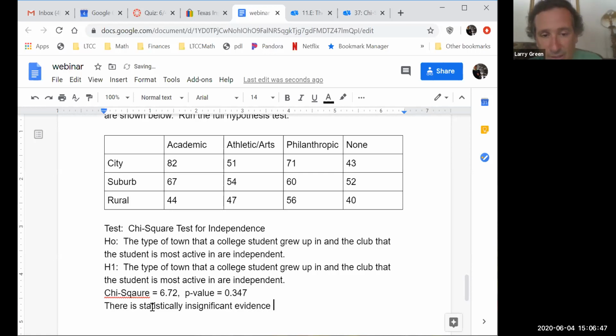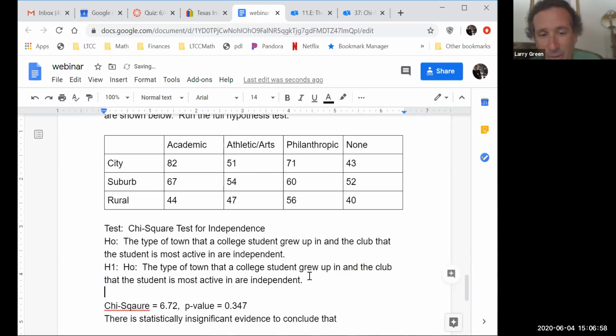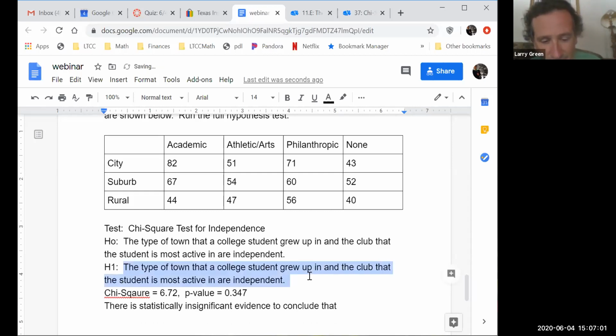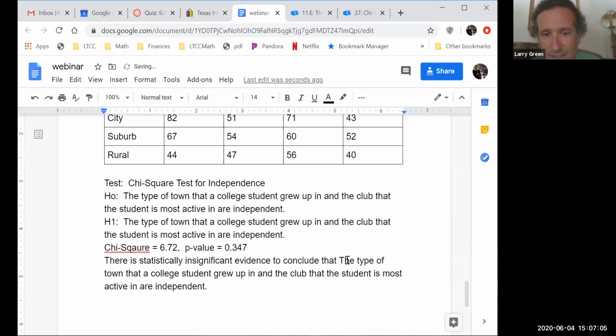Evidence. To conclude that, and the good news is, copy and paste. Some of my favorite words in the world. That the type of town that a college student grew up in and the club that the student is most active in are independent. So we don't know if they're independent. We don't know if they're dependent.